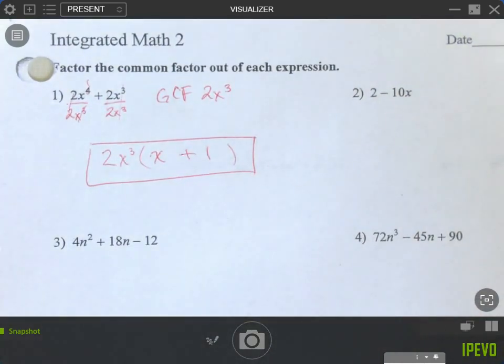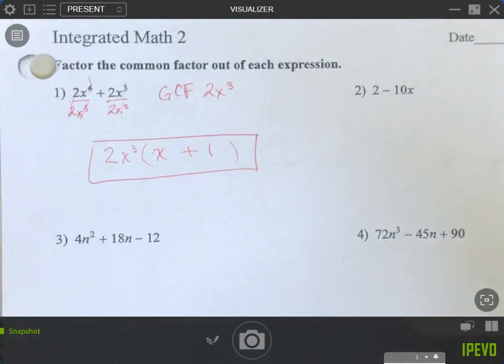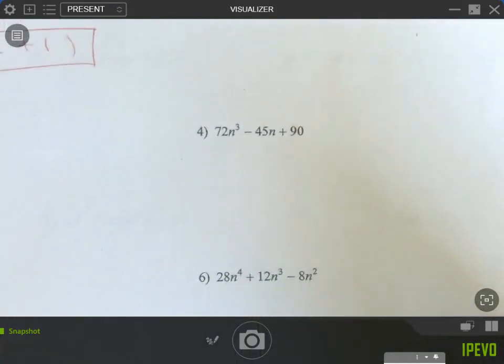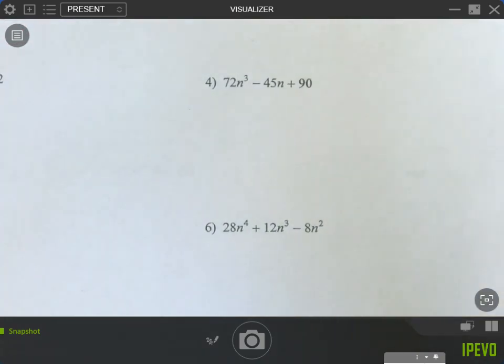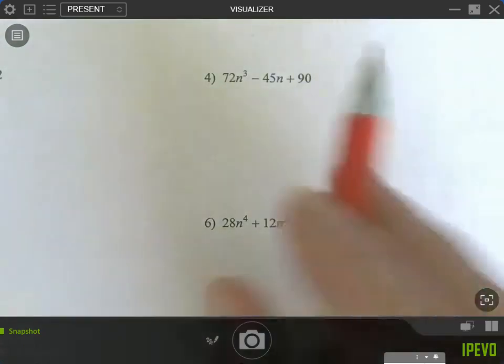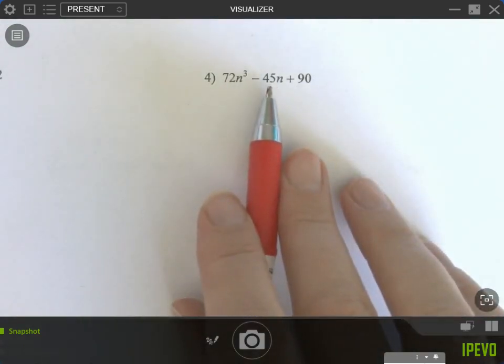Okay, give me another one to do on the front. Number 4? Number 7? All right, we'll do 4 and we'll do 7. If you look at number 4, what number am I focusing on to try to find the GCF? The smallest number, which is negative 45, it's 45. So I'm looking at the 45.